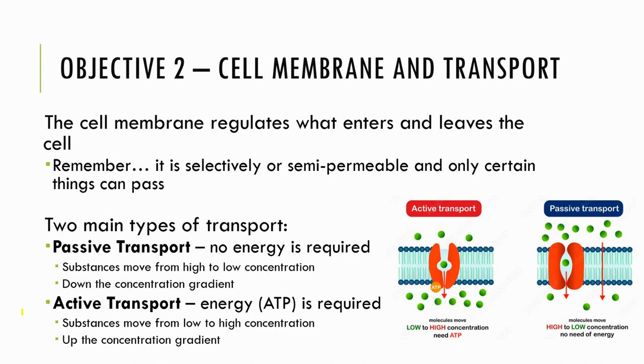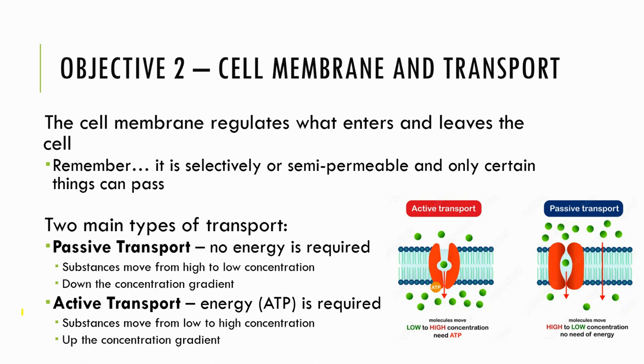In a cell, remember that you have a solution, and that cell is also surrounded by a solution. We look at the concentration of molecules inside versus outside the cell, and if there's a difference, we call that a gradient. Things will naturally like to move from where they are higher to where they are lower, and that's what we call passive transport.